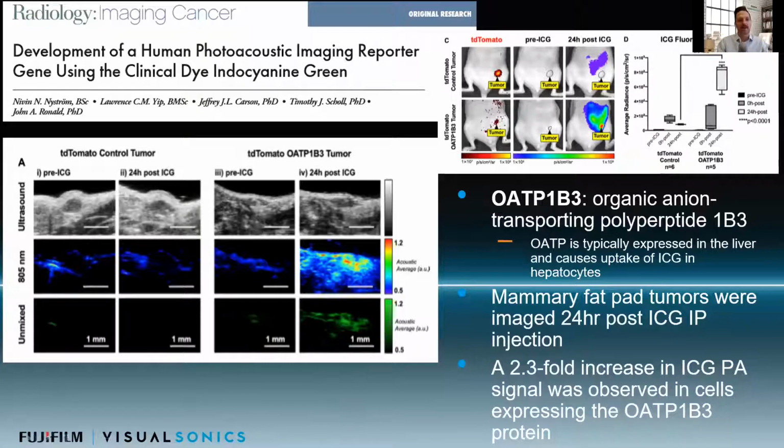Well, this is a similar approach, but using photoacoustics instead. So they transfected these cells to have a gene that would increase the uptake of a photoacoustic dye, indocyanine green. So these tumor cells now were more prone to take up ICG. They grew these tumors, injected ICG systemically, and sure enough, they saw a greater uptake, 2.3-fold, in those tumor cells. So this is really analogous to that luciferase assay approach.